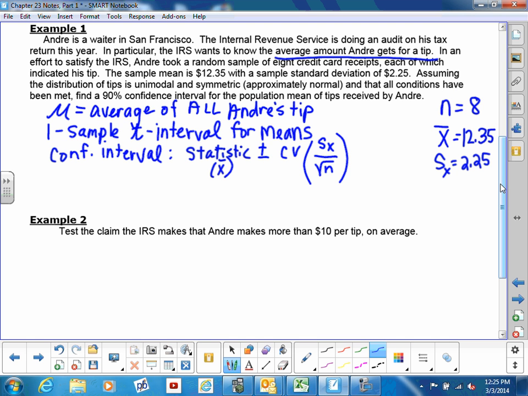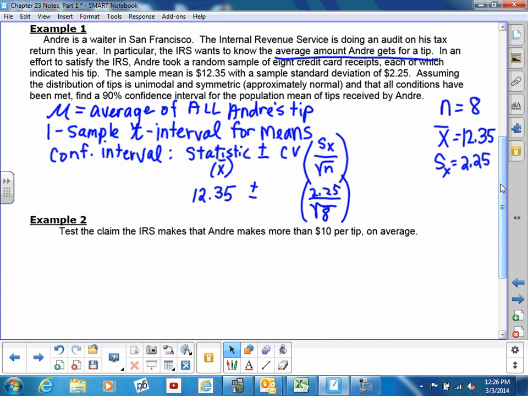So what number goes here? 12.35 plus or minus critical value. Let me put this in here, and then 2.25 over the square root of what? 8. Okay, now critical value. How are you going to do that?